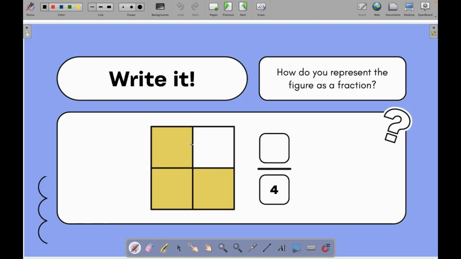So again, we have a figure. How do we represent the figure as a fraction? Again, we are dividing this into 4 equal parts, so the denominator is 4, right? And the numerator, if we are interested in the shaded portion, then we have 3 parts shaded. So this will be 3. If I had been interested in the unshaded portion, the numerator would have been 1, and the number of equal parts that I have divided this figure into would be 4. So 1 upon 4. Okay.